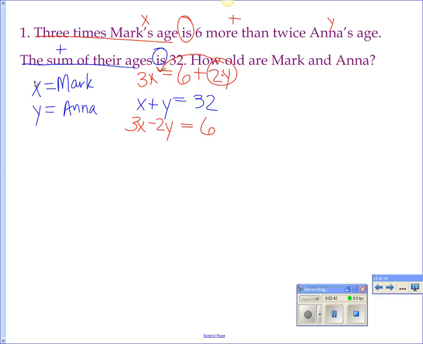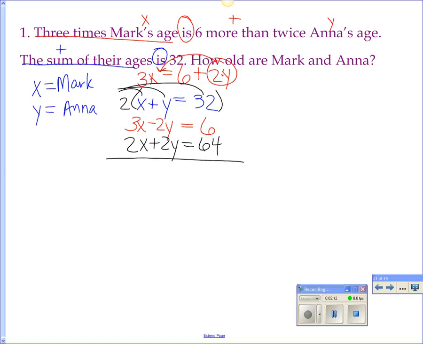Okay? All right, Elijah, what do you want to do right here to solve this? How can I get something to cancel? Okay, it's already negative 2, so I'm going to put a positive 2. Good. So I'm going to multiply the top one by positive 2. You got to multiply everything. So 2x plus 2y equals 64. Multiply everything by 2.